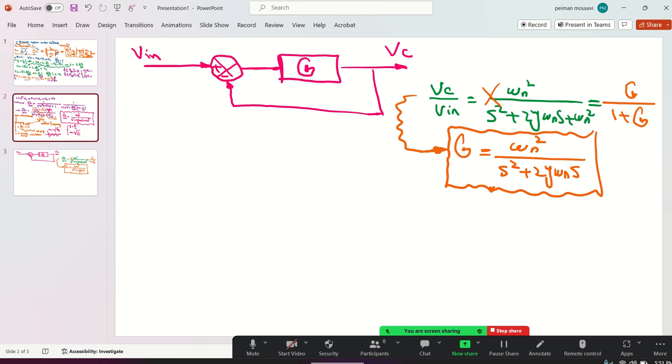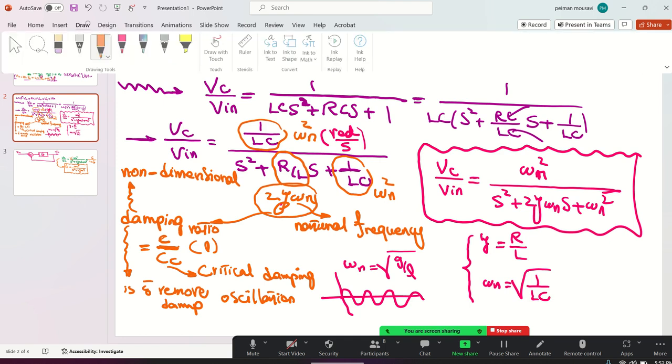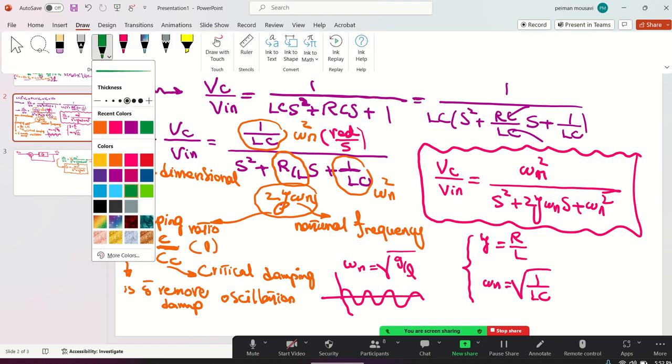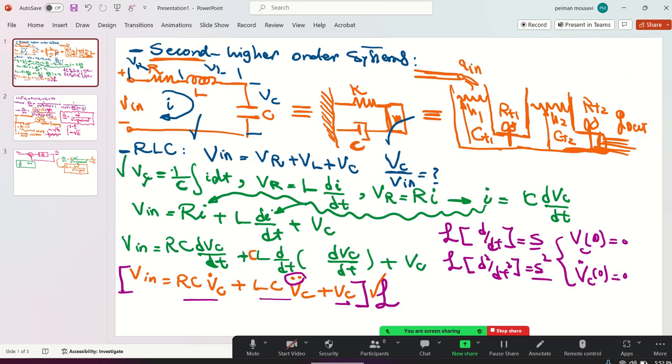For going deep into the concept of zeta and omega n, you don't believe that, but I'm telling you, we're gonna design the controller based on two parameters. I swear. We're gonna design the controller based on two parameters, zeta and omega n. And we are making everything universal. We don't care which system we are talking about. We are talking about zeta and omega n, friends. You see. So let me provide a proof that this is equal to this.